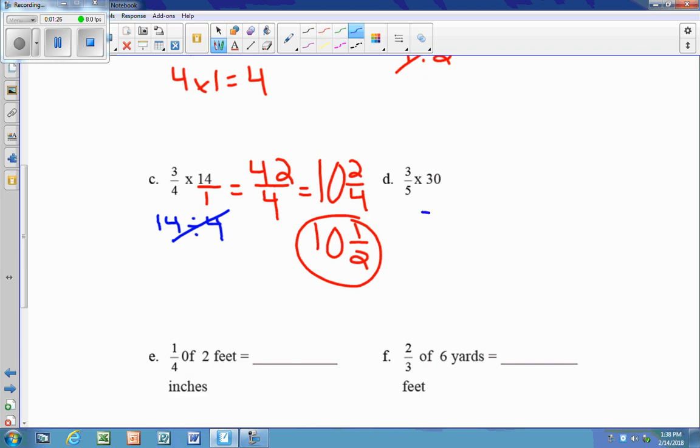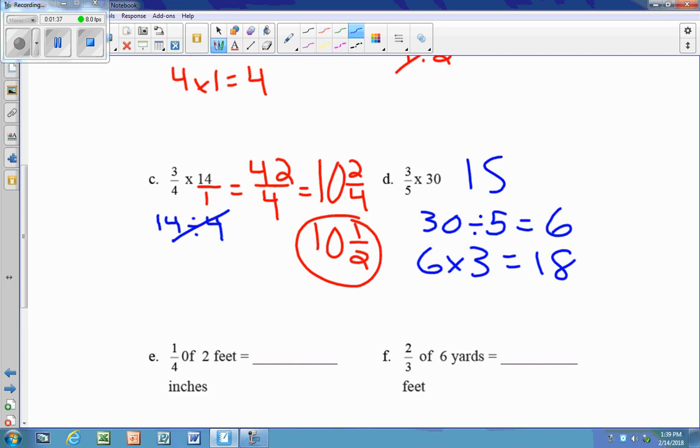Over here, we try it again. 30 divided by 5, this time I can do it, it's a 6. And then I take that 6 times 3, and I end up with 18. So 18 was my answer.